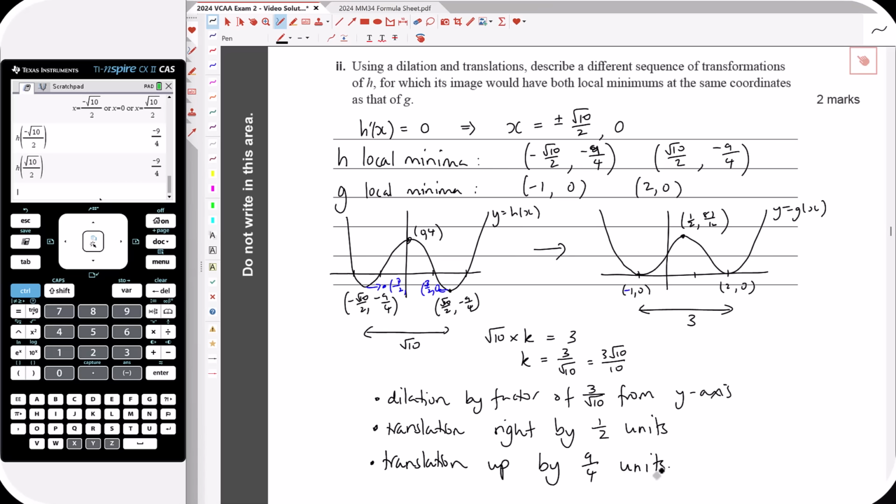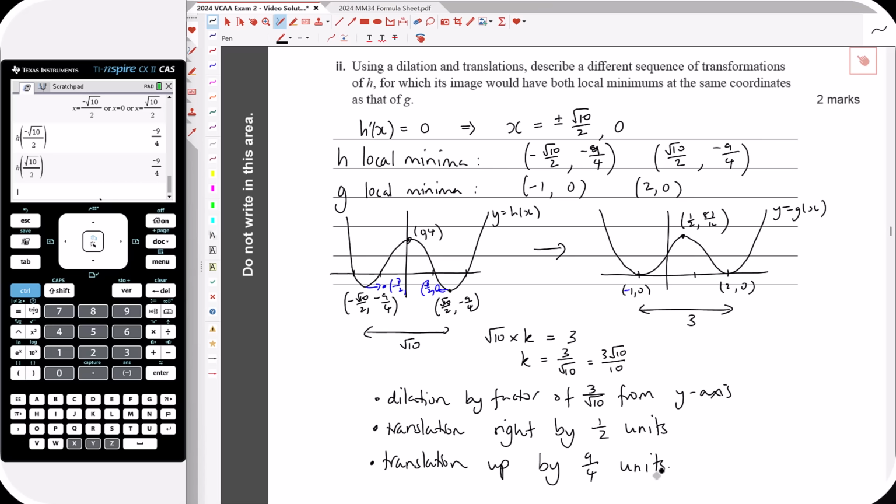Okay, dilating by a factor of 3 on root 10 from the y-axis is going to make the x-coordinates of the stationary points at -3 on 2 and +3 on 2. Then we need to translate right by half to make those x-coordinates -1 and 2, and then we need to go up by 9 on 4 units.